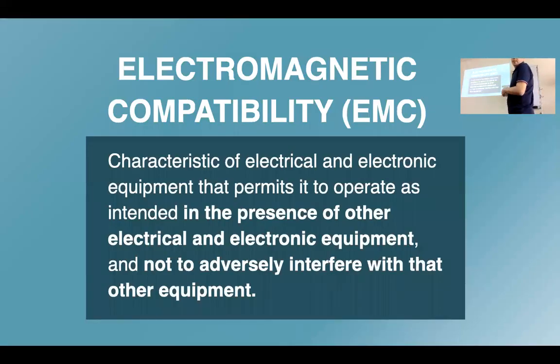What is the characteristic of EMC? In terms of compatibility, we look at electrical and electronic equipment that permits it to operate as intended in the presence of other electrical or electronic equipment. So the electromagnetic emissions don't interfere with each other. Sometimes there is some interference, so you give a limit to the interference. It is not stated here, it's just not too adversely.